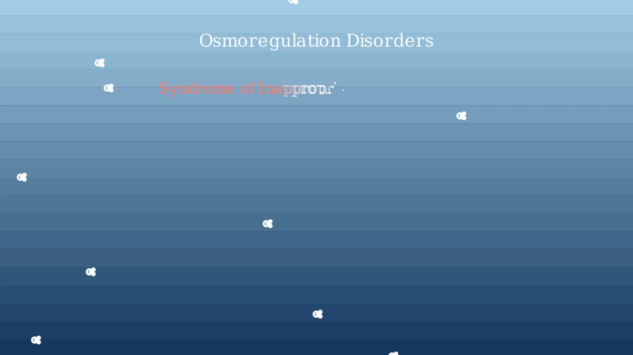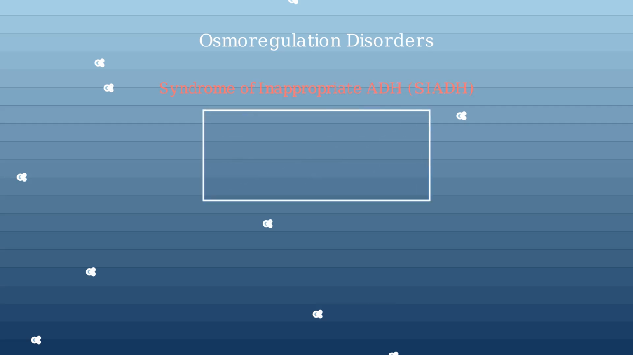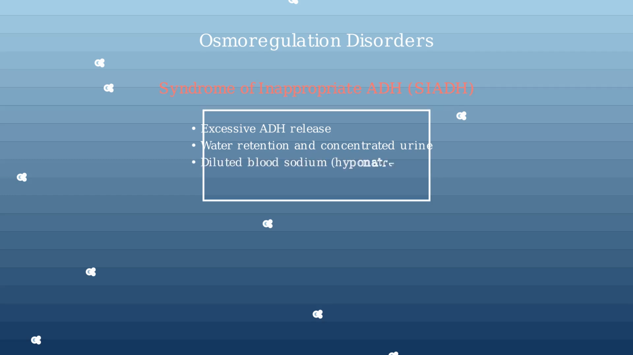The opposite condition, syndrome of inappropriate ADH, occurs when too much ADH is released. This leads to excessive water retention and reduced urination. The retained water dilutes sodium levels in the blood, causing hyponatremia. Severe cases can lead to dangerous neurological symptoms, including confusion, seizures, and even coma.